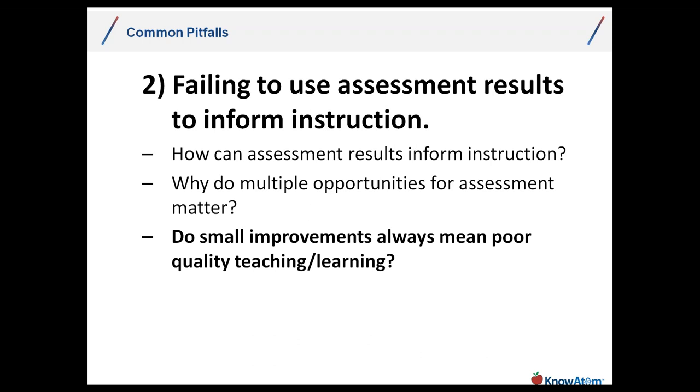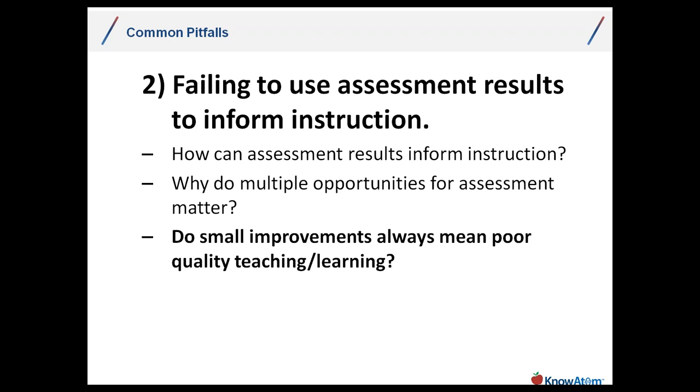Now, one of the things that people fall into related to this as well is the idea that students have only improved a little bit, so that must mean that there's poor quality teaching or learning. And that's very tough because sometimes it does. And I would say a lot of times it means that there's poor quality expectations of students or of teachers in terms of the kind of classroom and learning environment they create.